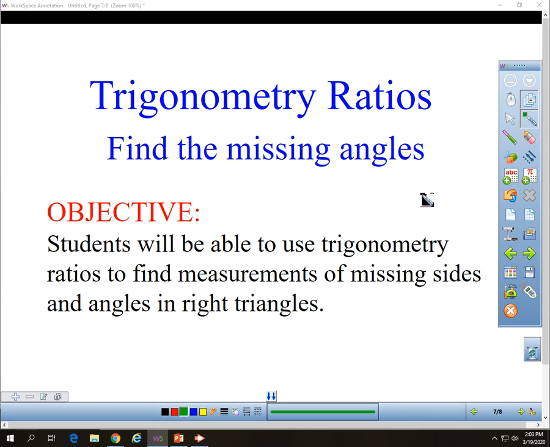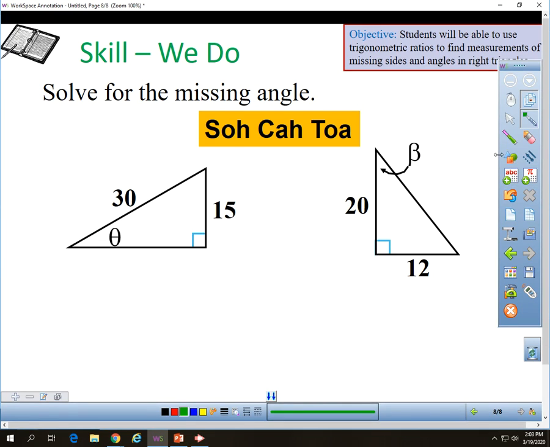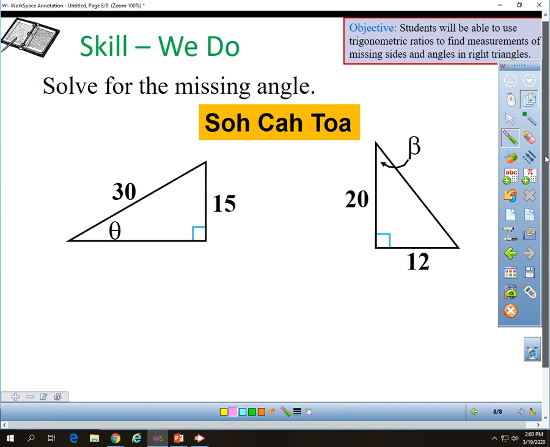Hello. In this video, we are going to solve problems involving right triangles, and we are going to be using trigonometry ratios to find the missing angles. Starting on the problem on the left, the first step is to identify the angle of reference.